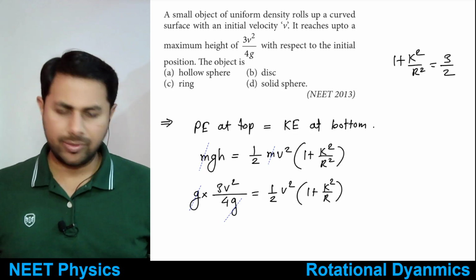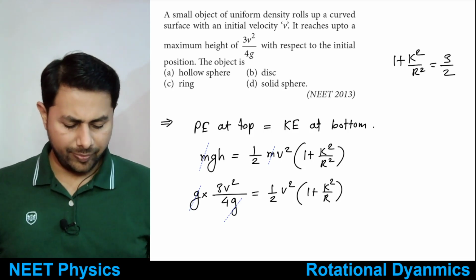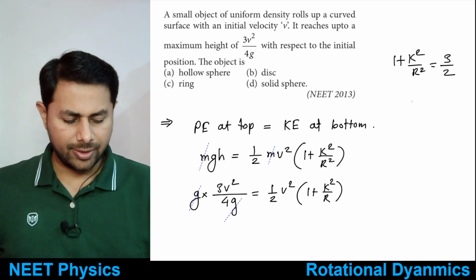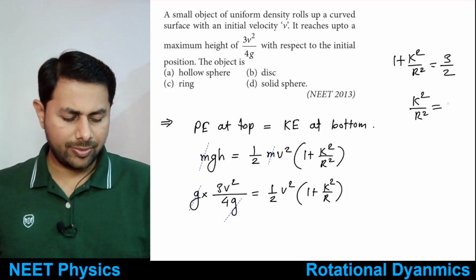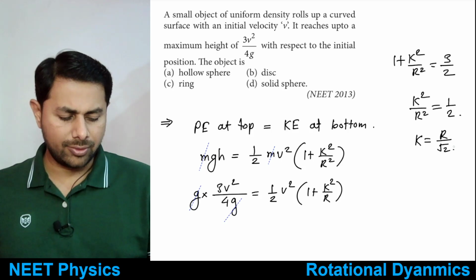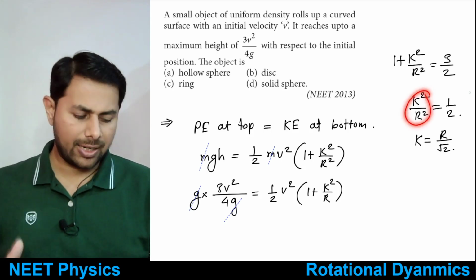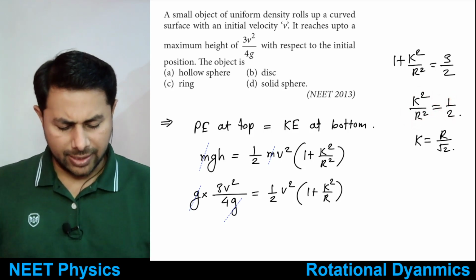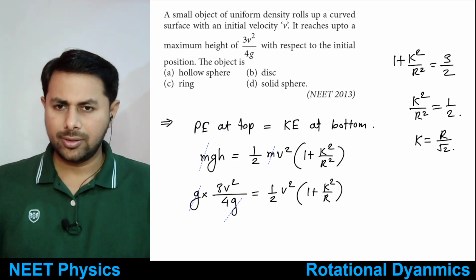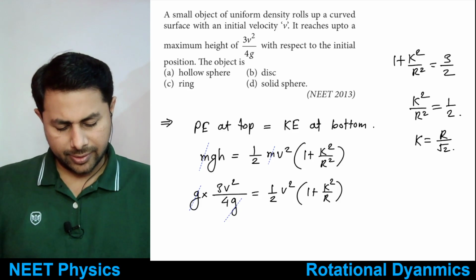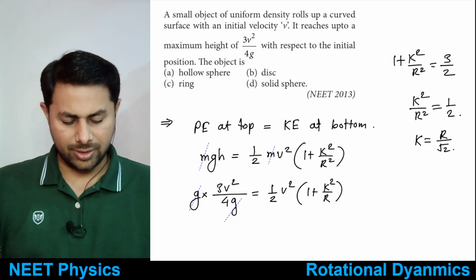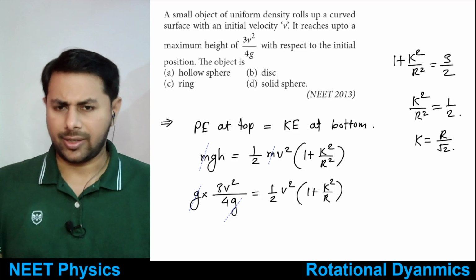So if that is 3 by 2, it means k square by r square is 3 by 2 minus 1, that is half. K square by r square is half, means k is equal to r by root 2. Square root of this is k by r is 1 by root 2. Move r to that side, so k is r by root 2. Then which object is that? Hollow sphere, disk, ring, solid sphere? Which one? Disk. Okay, good.